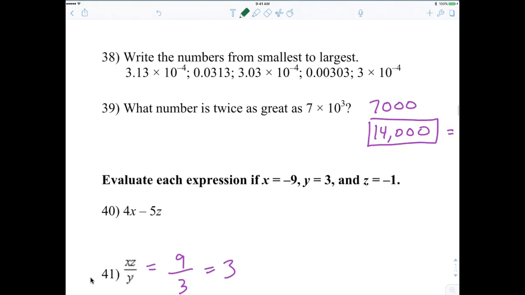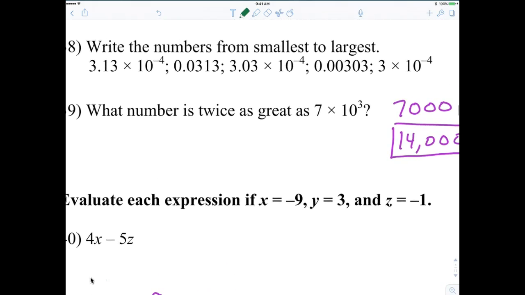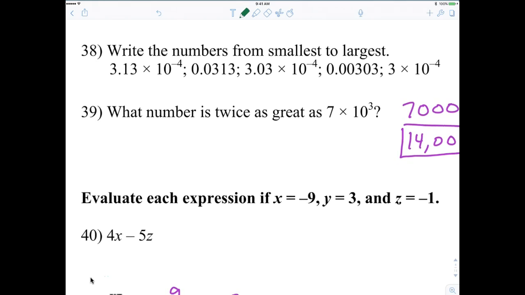Let's take a look at 38. Write the numbers from smallest to largest. All right, so I think the most important thing is to get them all into scientific notation, correct? So this one right here, I have to write in scientific notation. That would be what? It would be 3.13 times 10 to the negative second. Good job. Very good. All right, is everybody okay with that?